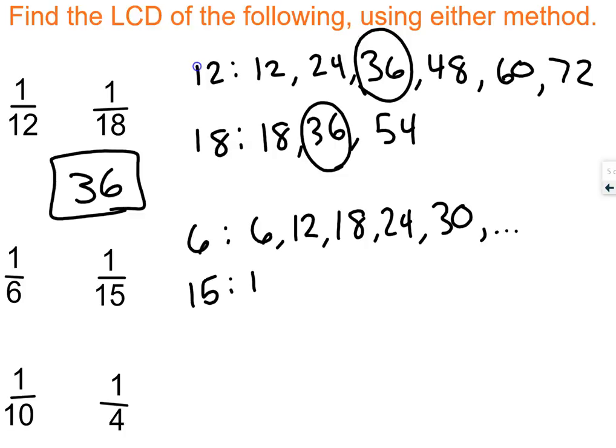Fifteen times 1 is 15. 15 times 2 is 30. And I'm done. Now, as you get more and more comfortable with this, notice how I stopped at 30 with the 6. I could have kept going to 36 and 42 and so forth, but I knew the number I was dealing with was 15, and I knew that 15 goes into 30.